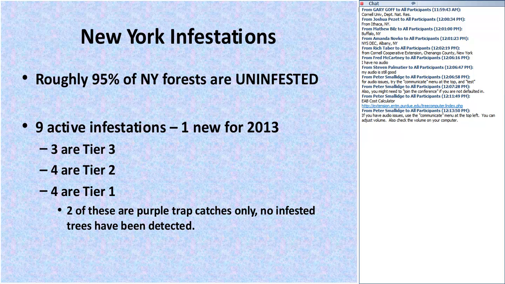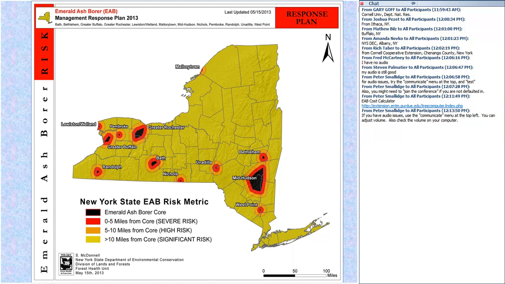We only have 1 new one for 2013 so far. We're crossing our fingers and toes that it remains that way. 3 of the infestations are classified as Tier 3, large infestations. 4 of them are Tier 2, and 4 are Tier 1. Now, of those Tier 1 infestations, 2 of them are purple trap catches only. We've got bugs in traps, but we have yet to find any infested trees in those areas.